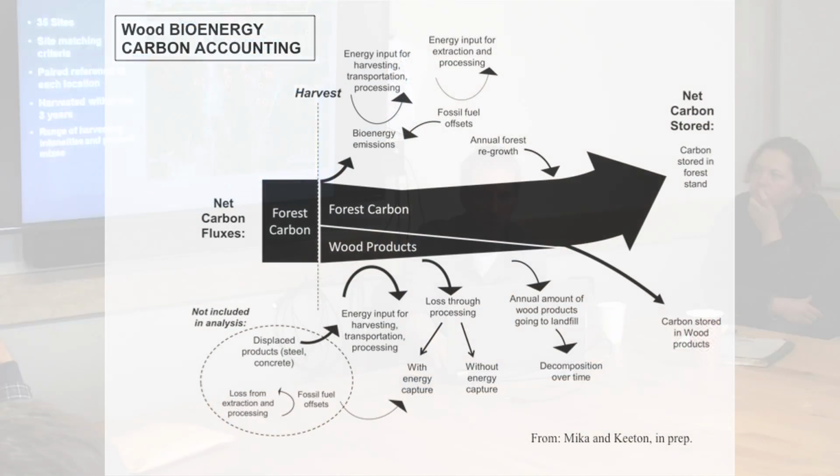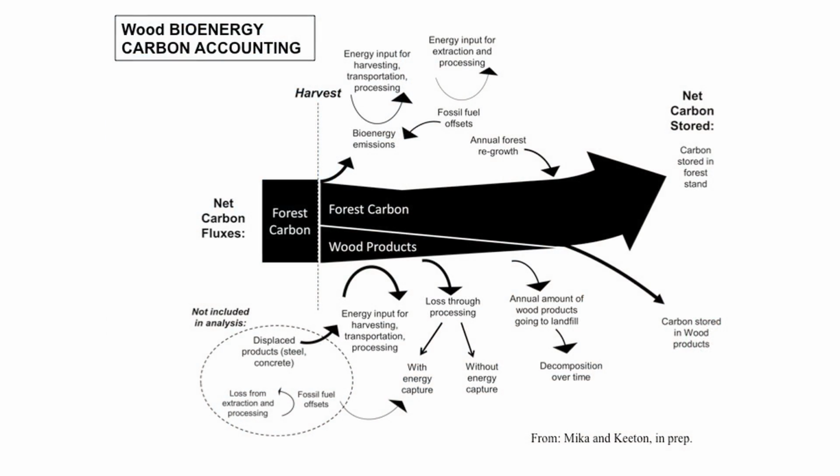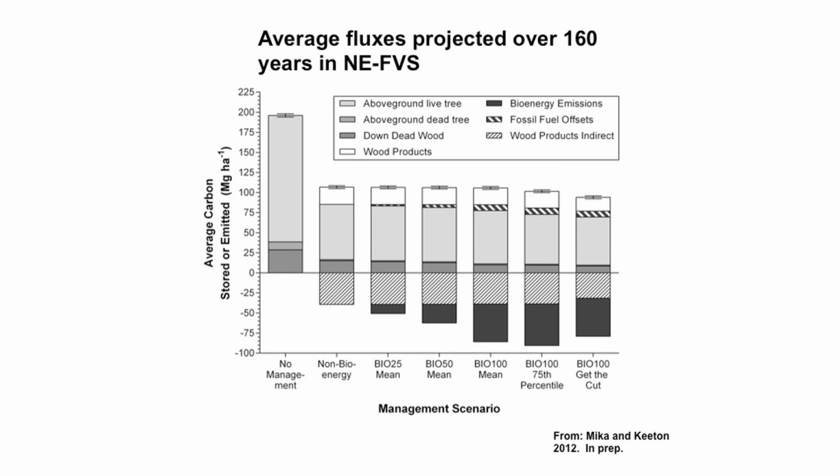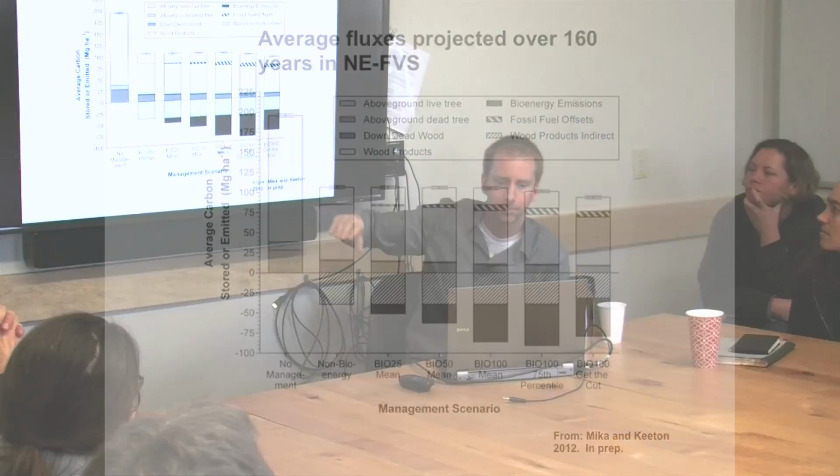And this slide over here showed you how incredibly complicated the carbon accounting was to track all those different carbon fluxes in the forest, in the wood products, indirect emissions from transport harvesting, energy capture, all these different things, right? Then at the end of 160 years, you can say, all right, this is the average amount we have either stored or sequestered or emitted directly or indirectly, okay?